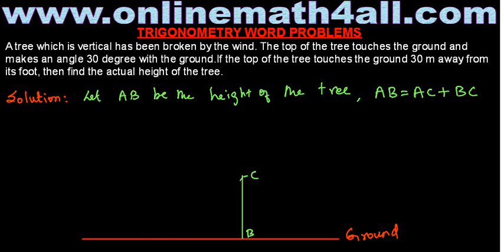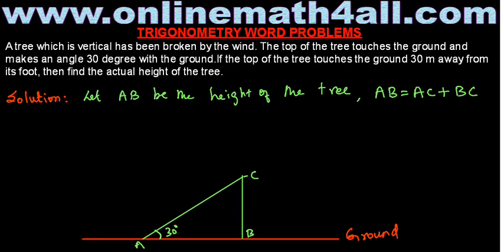So the tree has been broken and the top of the tree has come down and it touches the ground. I hope now the students can understand. So the part AC has come down because the tree has been broken at the point C, and at the point where the top of the tree touches the ground, it makes an angle 30 degree with the ground. So this angle will be 30 degree.